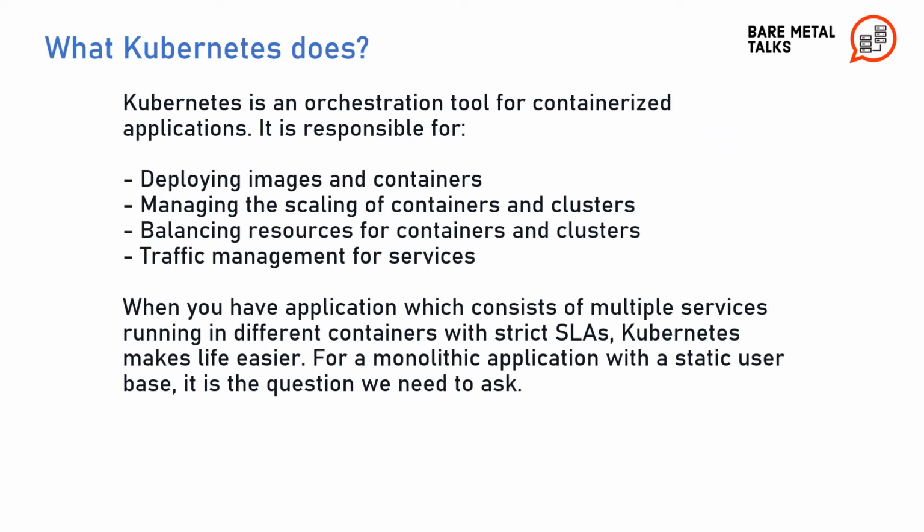Let's start by asking: what can Kubernetes do? Kubernetes is an orchestration tool for containerized applications. It is responsible for deploying images and containers, managing the scaling of containers and clusters, balancing resources for containers and clusters, and traffic management for services. When you have an application which consists of multiple services running in different containers with strict service level agreements, Kubernetes makes life easier. For a monolithic application with a static user base, it is a question we need to ask.